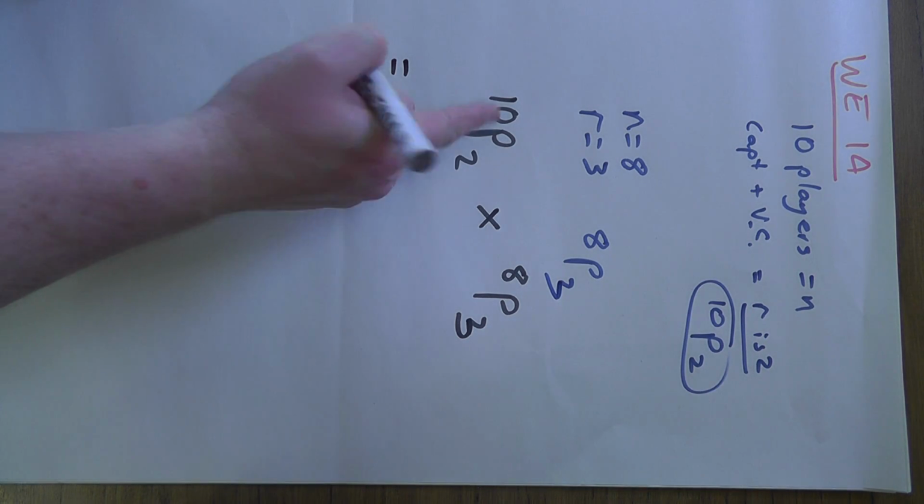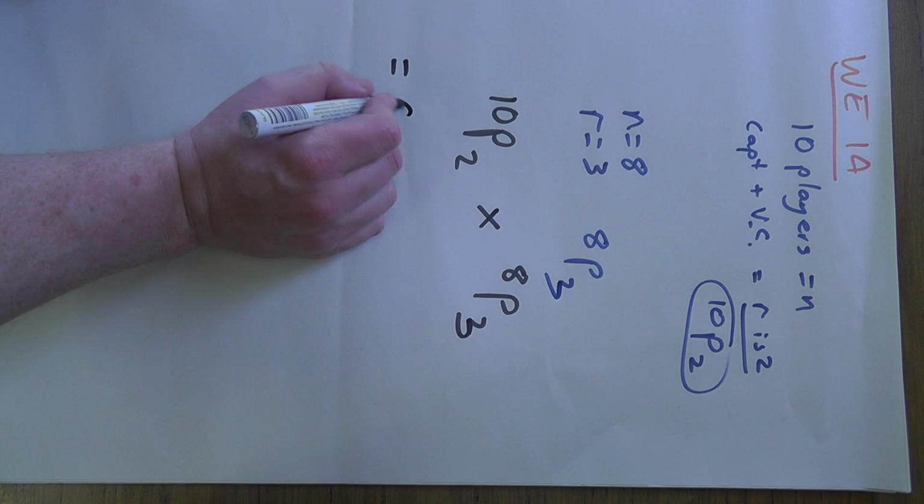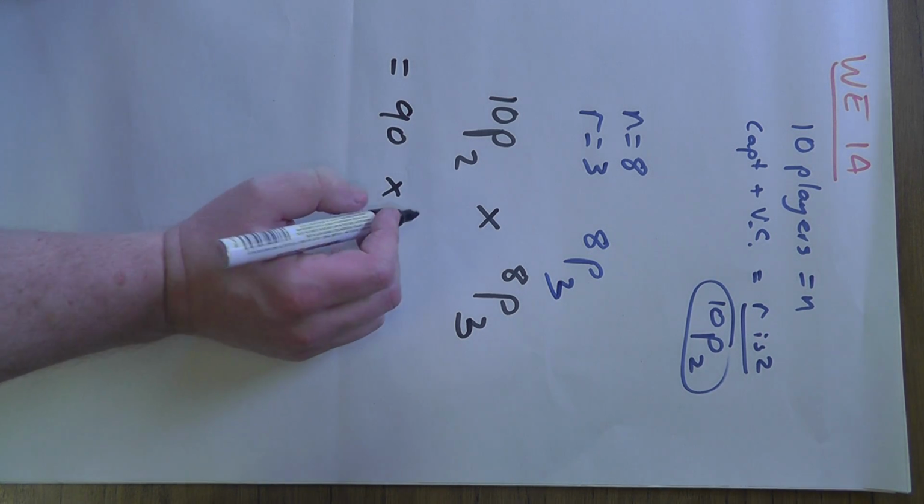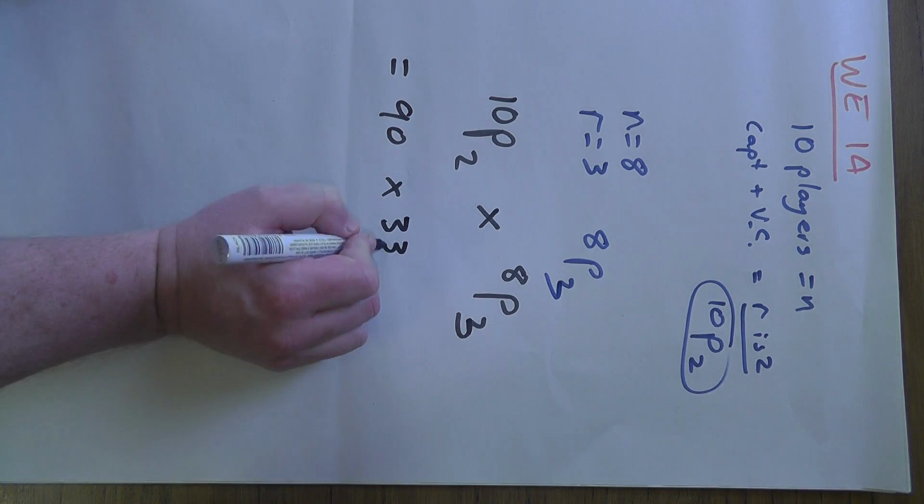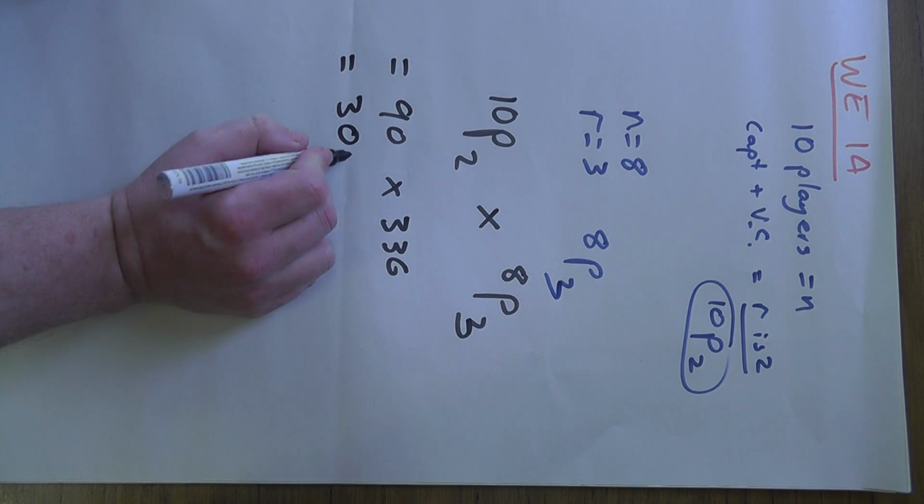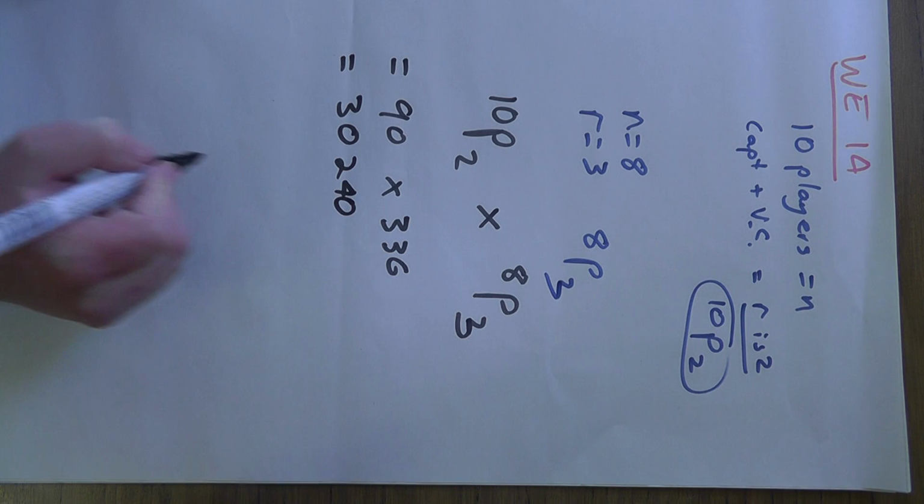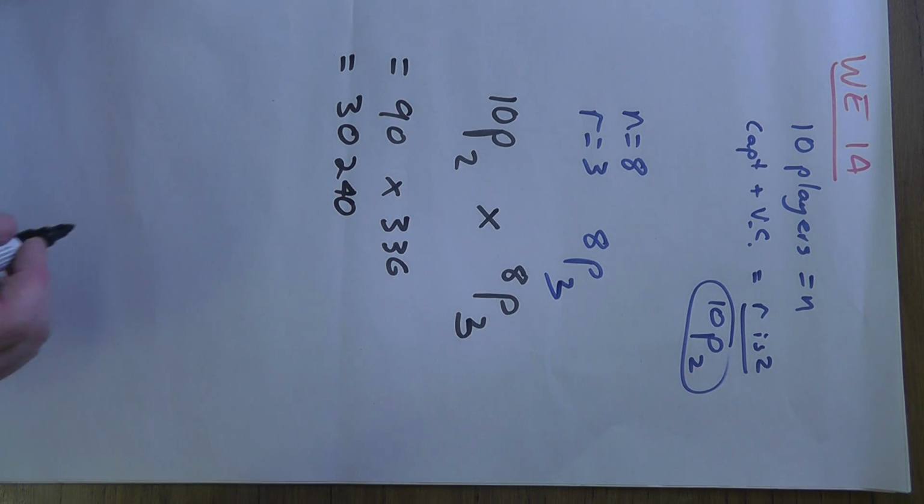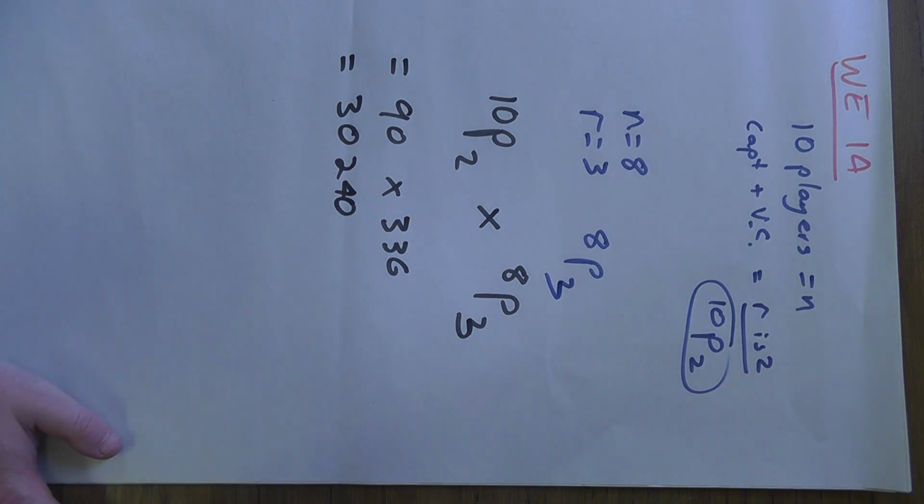When we work this out, 10p2 is 90. 8p3 is 336. Multiply them together. 30,240 ways of selecting my captain, vice captain, my wicketkeeper, spin bowler and fast bowler from all of those players. Okay, exercise 12D is your next activity.